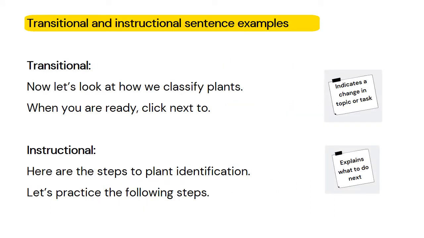These are examples of transitional and instructional sentences. A transitional sentence indicates a change in the topic or task. For example, now let's look at how we classify plants. When you're ready, click Next to. An instructional statement explains what to do next.